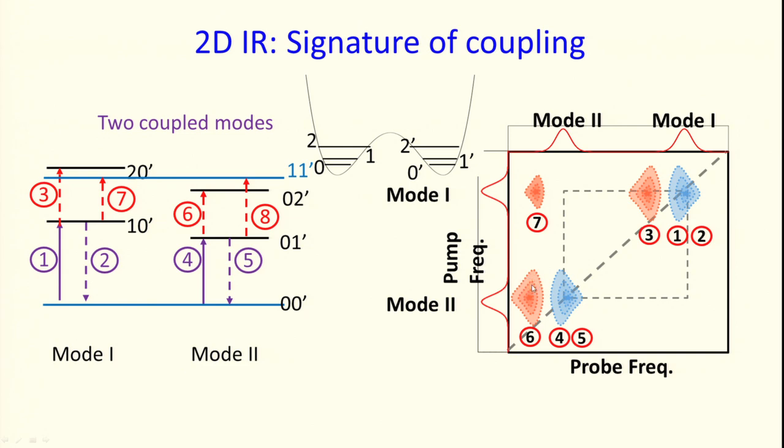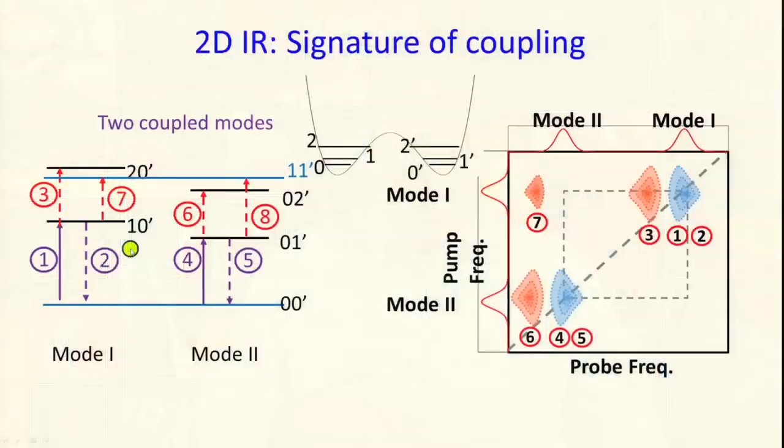Okay? Then the other thing that happens is that the moment you have this 10-dash to 11-dash transition, the second oscillator gets promoted from 0-dash to 1-dash level. Yeah, 10-dash to 11-dash, as we said, essentially is 0-dash to 1-dash promotion when the first oscillator is in V equal to 1 level.